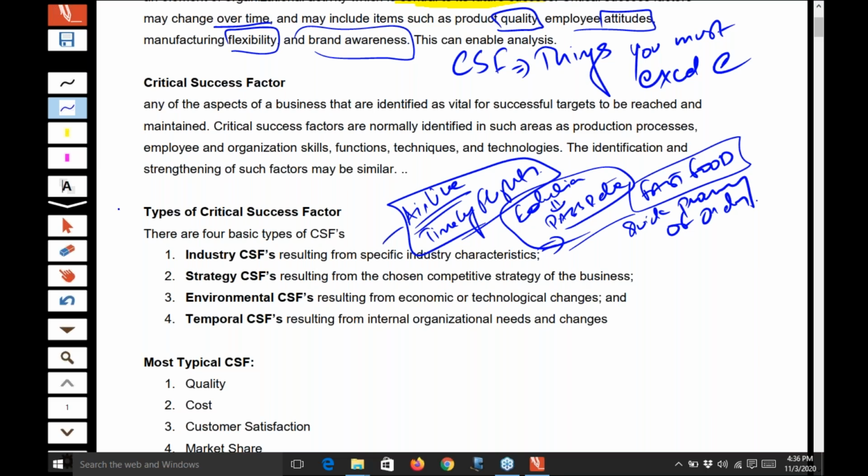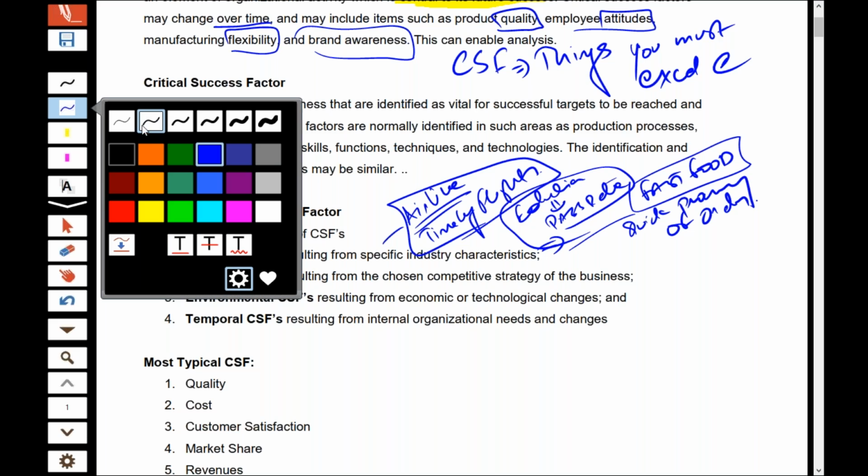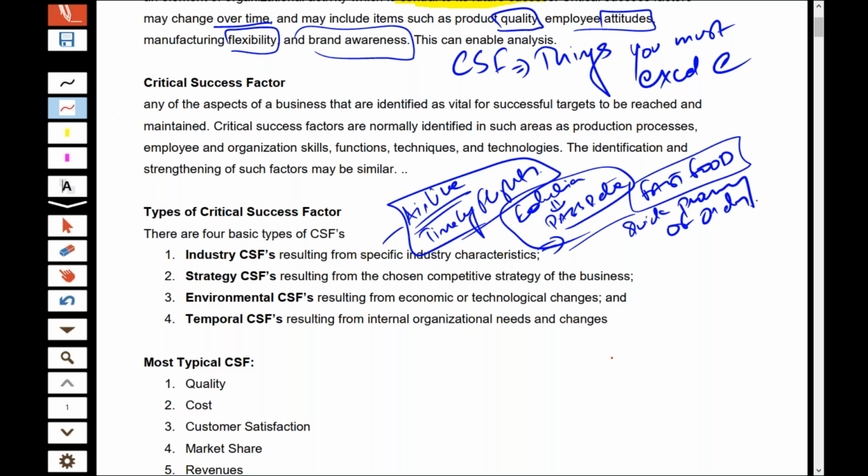Yeah, is everyone okay with this? So one of the sources of the critical success factor is the industry in which you are operating in. The second one is the strategy that your business has followed. Now, what exactly do you mean by the strategy that the business has followed? Let's just start discussing that.